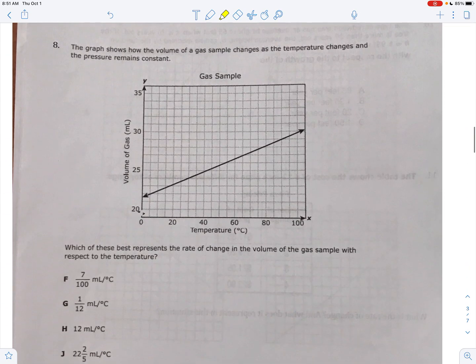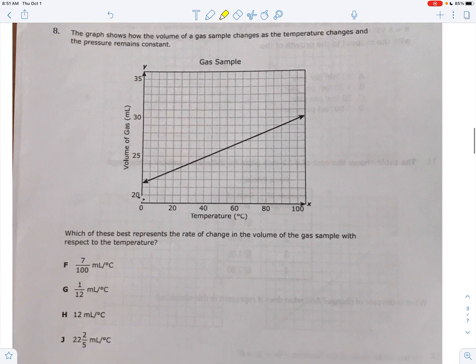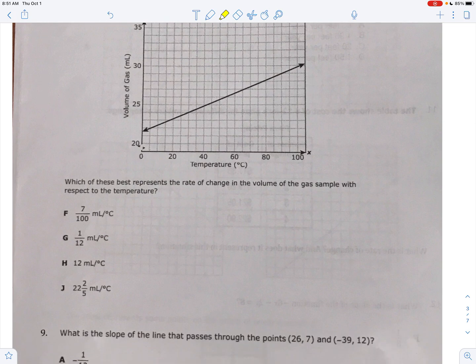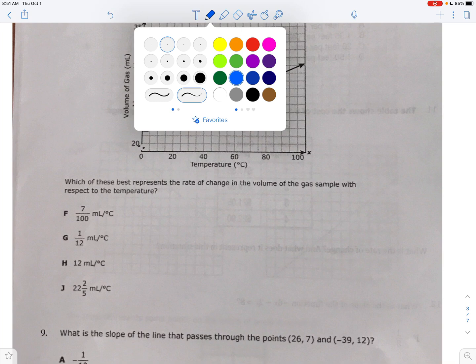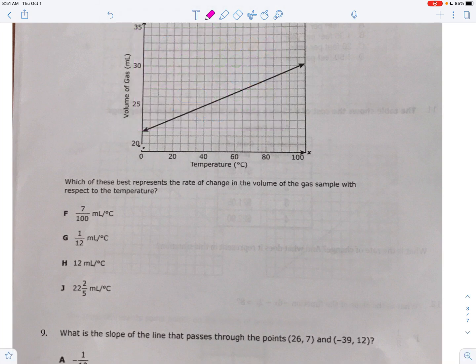Number 8 says the graph shows how the volume of a gas sample changes as the temperature changes and the pressure remains constant. Which of these best represents the rate of change in the volume of the gas sample with respect to the temperature? Now, it's saying a lot here, but the main thing we need to focus on is the fact that it asks for the rate of change, which means slope. We're given this graph, so we need to find 2 points on the graph and then determine the slope. All right, so I have this point here.